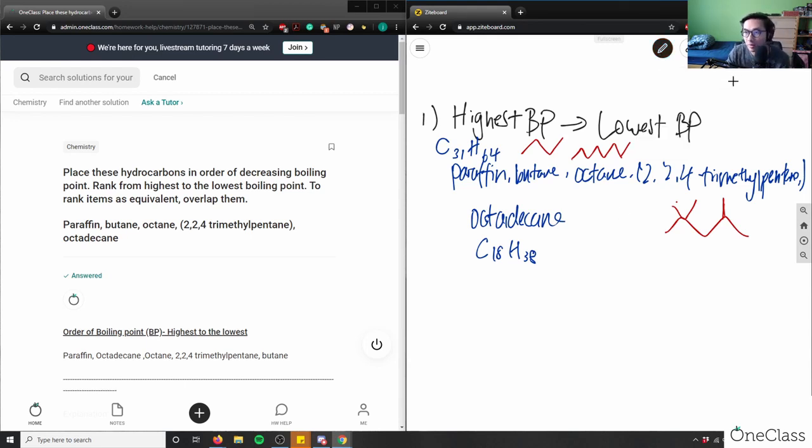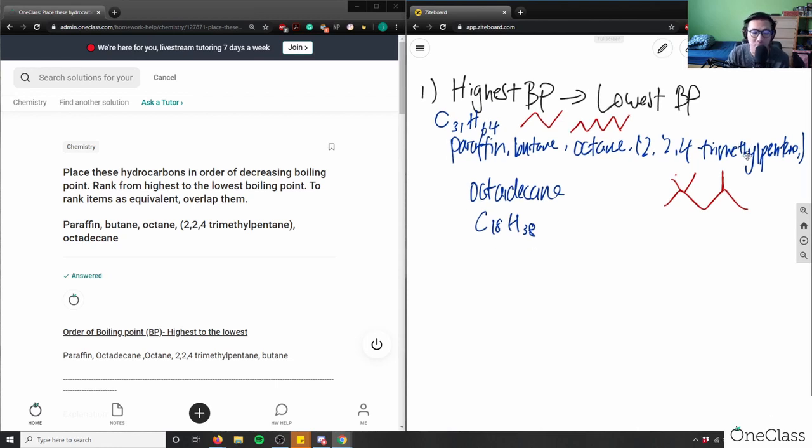So let's look at our intermolecular forces. What affects boiling point is our intermolecular forces. In this case, we have all hydrocarbons, so we're all looking at the chains of hydrocarbons. All these guys here are all alkanes, right? They're all hydrocarbons, so they're all aliphatic chains. So basically, the only thing that affects BP here is the London dispersion forces, right?